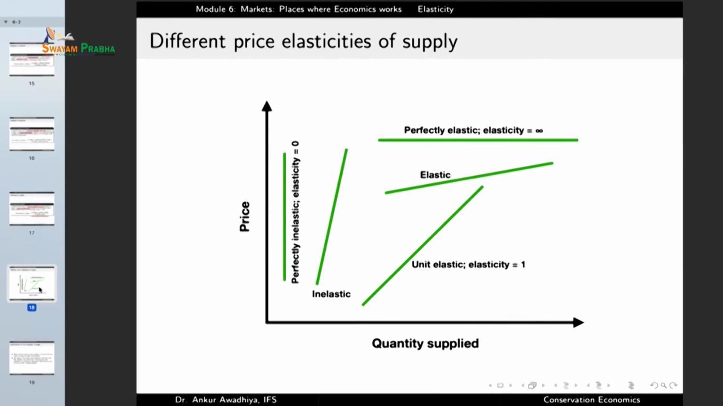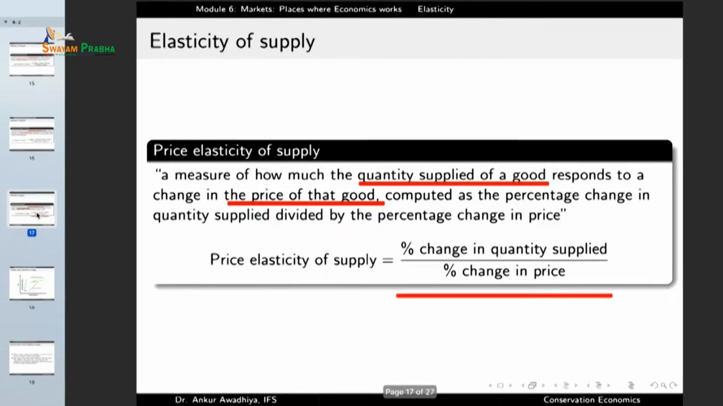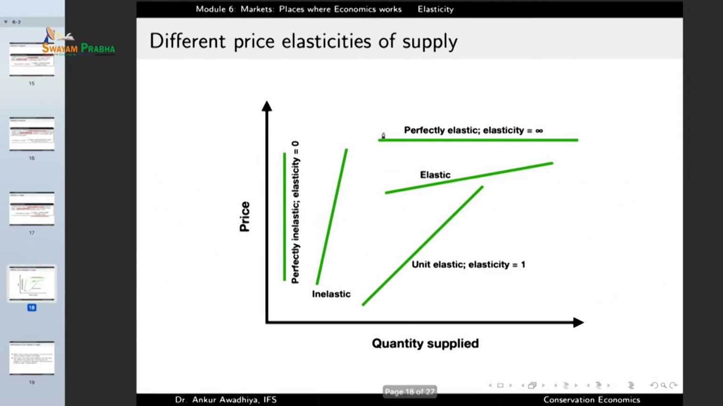Now, in the case of a perfectly elastic supply, if you have a very minuscule change in price, you will have a big difference in the quantity that is supplied. That is, in the case of an elastic supply, when the percentage change in price is close to zero, that is, the denominator is close to zero, the numerator is a very big value. So this is a perfectly elastic supply curve. So elasticity is close to infinity.